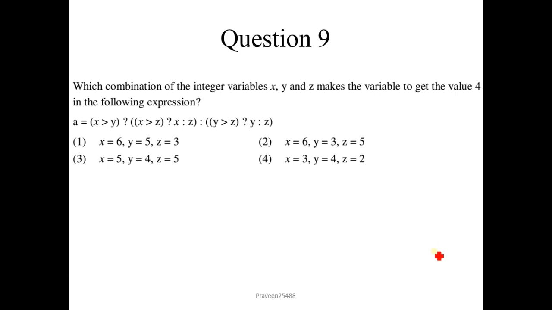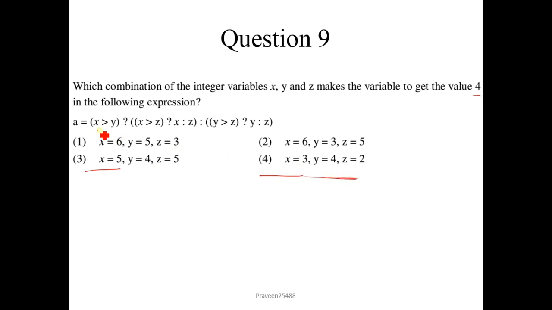Question number 9. Which combination of the integer variables x, y and z makes the variable get the value 4 in the following expression? So to get the value 4, the variables x, y and z should be 4. So only the 3rd and 4th may be correct. Here we will see in the expression x is greater than y, x is greater than z, y is greater than z. So here only the 4th expression is correct.